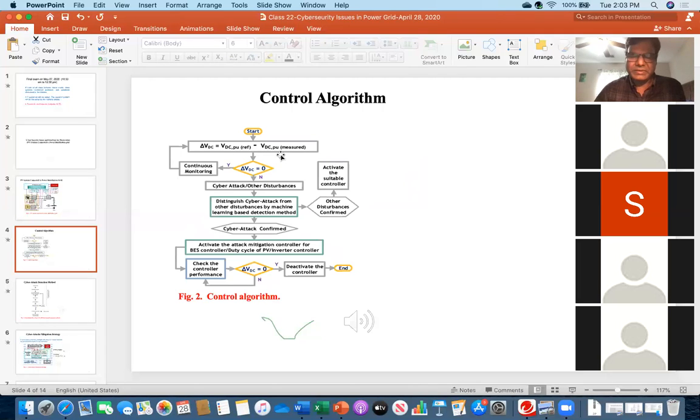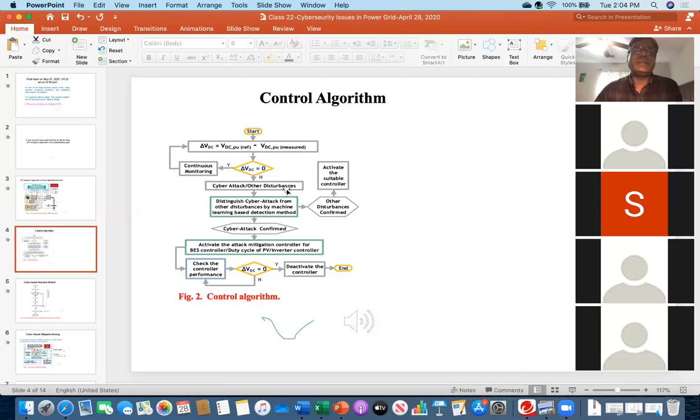Typically, under balanced conditions, when there is no fault or no disturbance, there should not be any change in reference voltage. So this means del VDC should be 0. Now see the flow. Whether del VDC is 0 or not. If it is yes, then there is no issue, we continuously monitor the system. On the other hand, if del VDC is not 0, meaning that there is some value, that is the no branch. So this means it is a cyber attack or other disturbance.